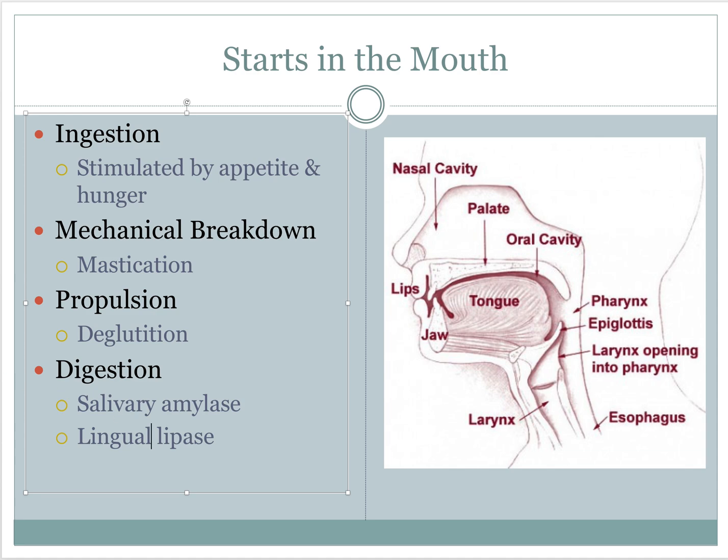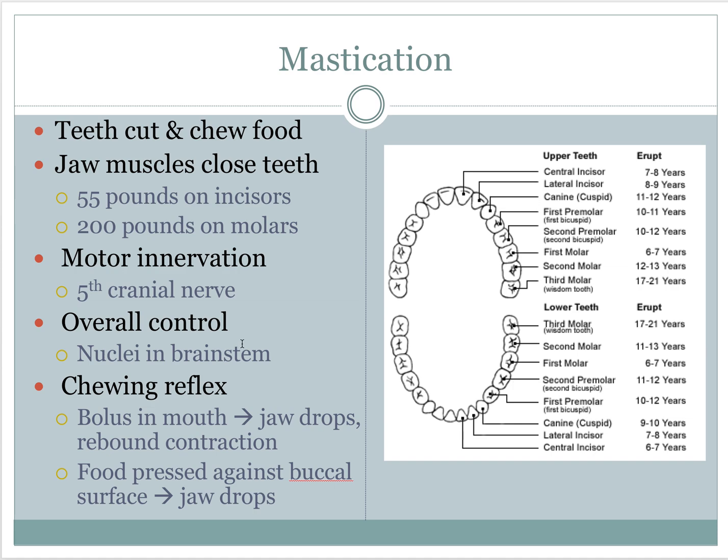So just a little note about mastication. This is obviously a mixing movement and not so much propulsatory. This is the chewing that occurs to break down food. So your jaw muscles, your masseters, are very, very strong. The incisor teeth at the center of the mouth, there's about 55 pounds of force that can be generated by them. The molars, we can have about 200 pounds of force being generated by these back teeth.